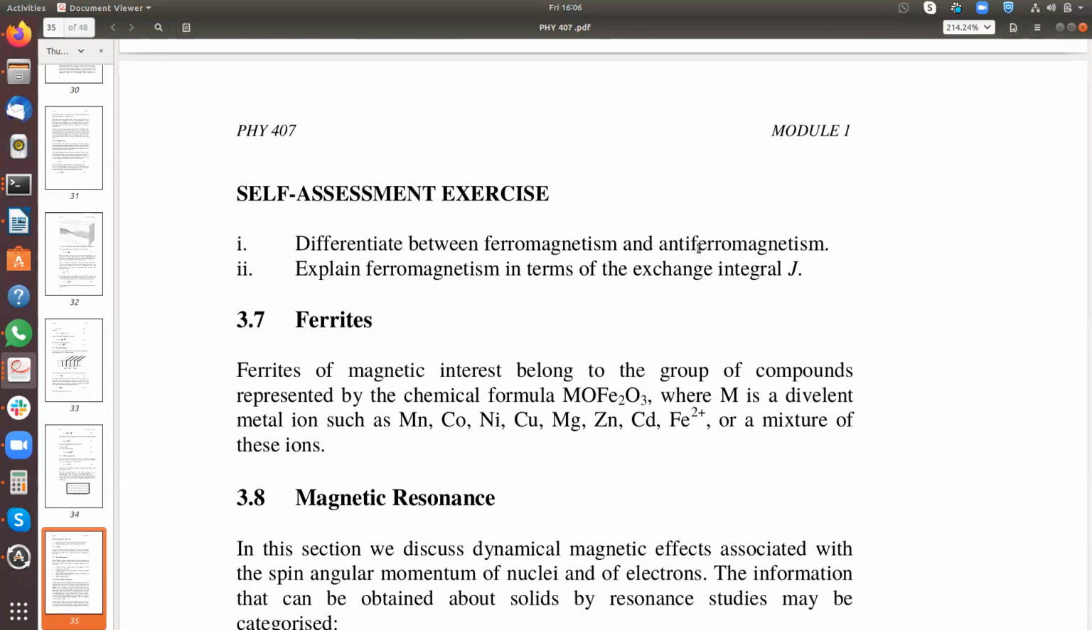We also have some materials known as ferrites. They are magnetic in nature. Ferrites of magnetic interest belong to the group of compounds represented by the chemical formula MO·Fe2O3, where M is a divalent metal ion such as manganese, cobalt, nickel, copper, magnesium, zinc, cadmium, and iron 2, or a mixture of these ions. These are good examples of materials that possess magnetic properties.